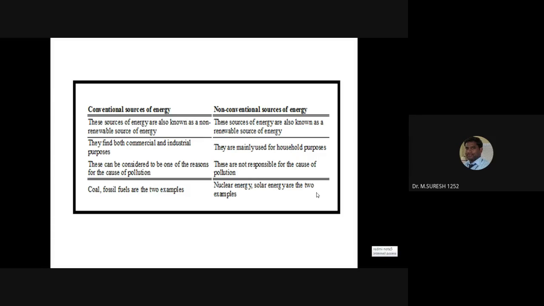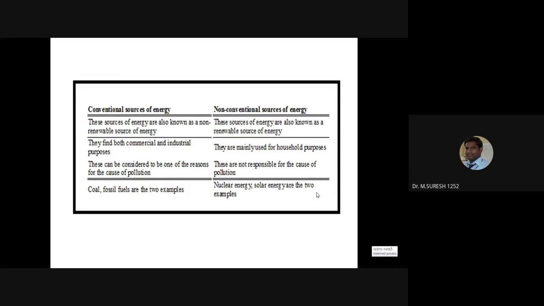Next, what is the difference between conventional sources of energy and non-conventional sources of energy? The first point: conventional sources of energy are also known as non-renewable sources of energy, whereas non-conventional sources of energy are called renewable sources of energy. We already discussed why renewable energy is needed. The most important point is that it is pollution free when compared to diesel and petrol.